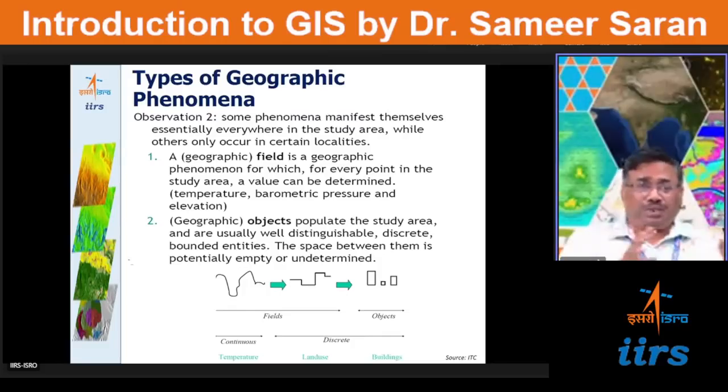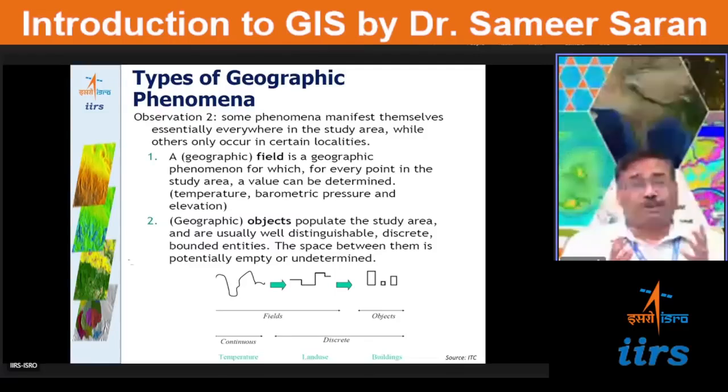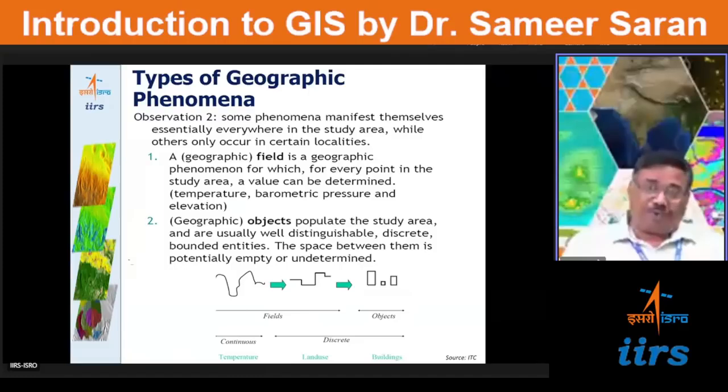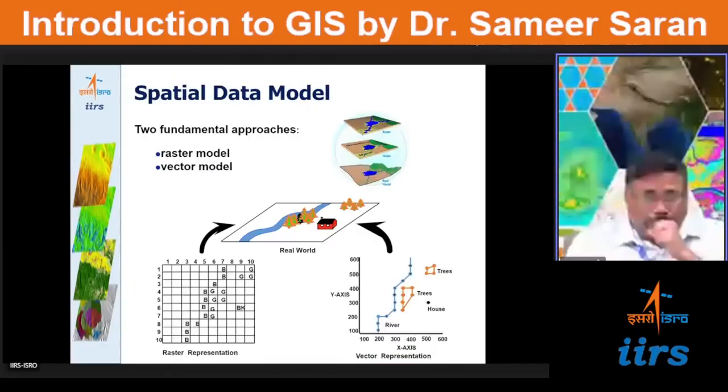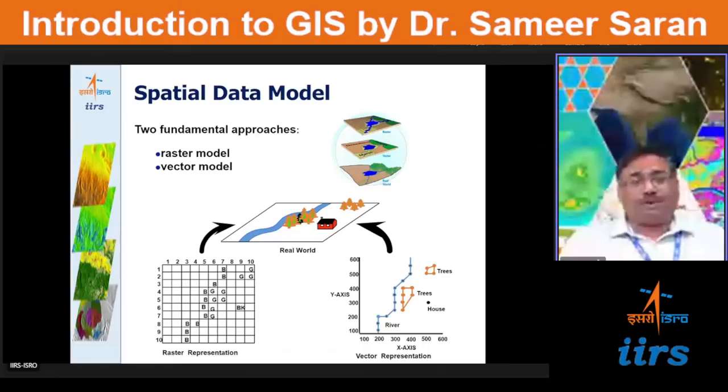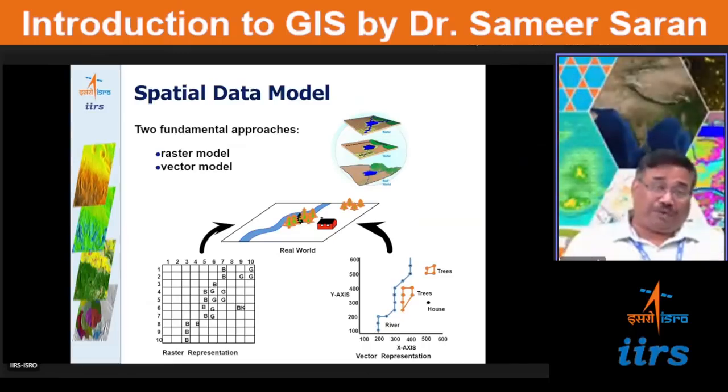So these field-based and object-based phenomena are the only two models or mechanisms by which you can model all the real-world phenomena. Some phenomena will come as field-based, some as object-based. Field-based phenomena, which are continuous, can be converted into discrete by making use of boundaries. So field-based or raster, and discrete or vector-based, are the two data models which are being used to capture the real world.